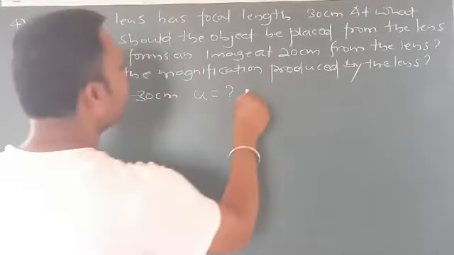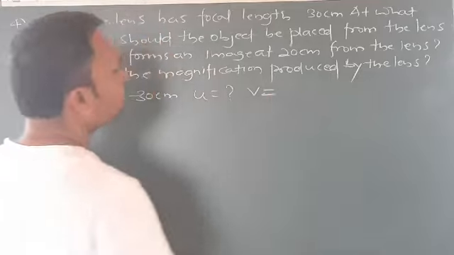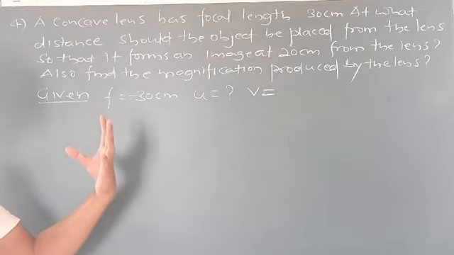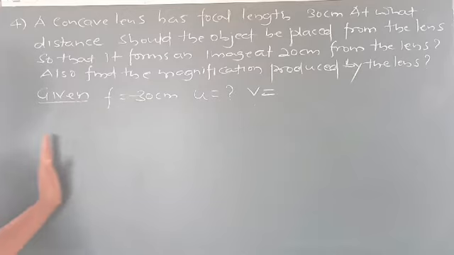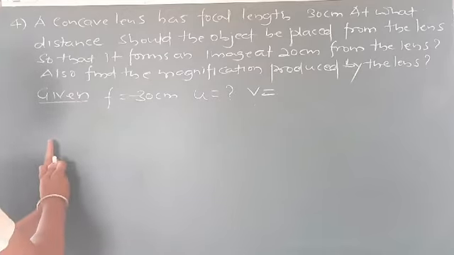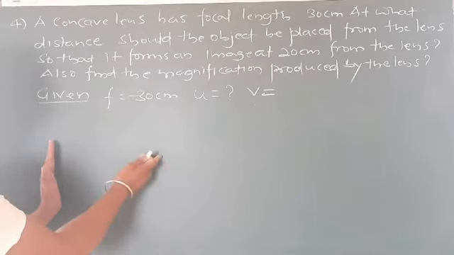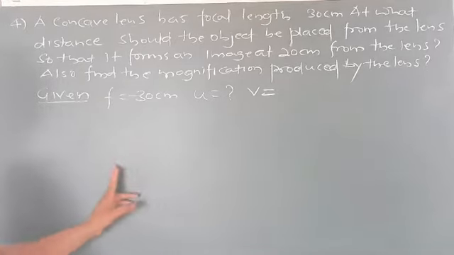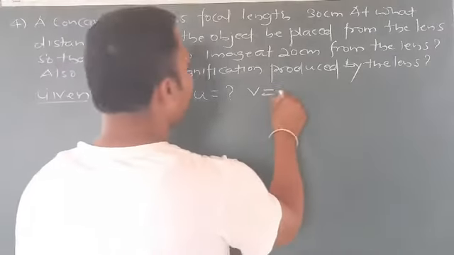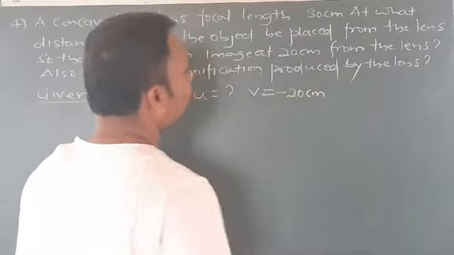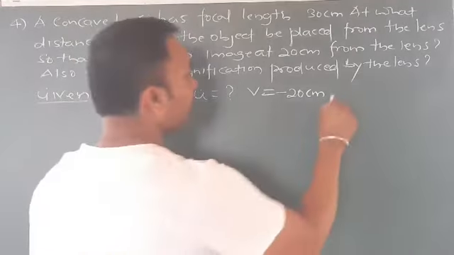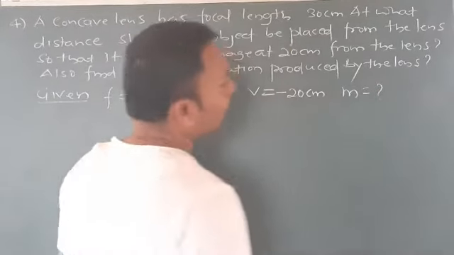Now v they are given. So whether this v will come positive or negative, as I told, concave lens always the image will be formed on the same side of the object. Same side of the object means always the object is on the left side of your lens. So left side means distances measured will be always negative. So the image will be from this side means it is also negative. So minus 20 centimeter from the lens. Also find the magnification m. We need to find m is equal to how much magnification.